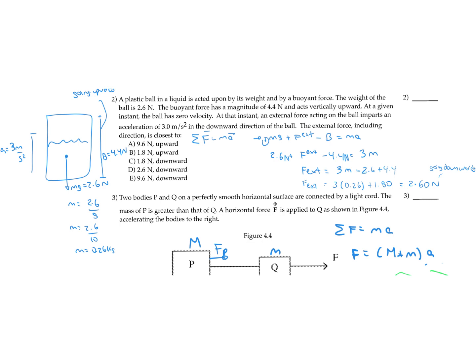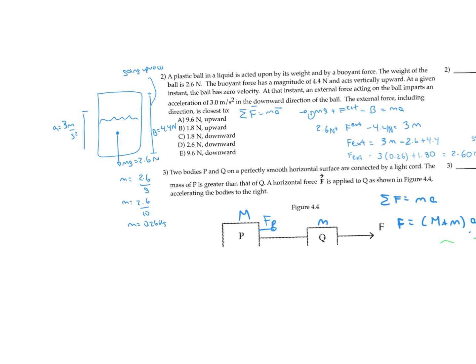In the next problem, we have a plastic ball in a liquid that is acted upon by its weight and by a buoyant force. We know that the weight is 2.6 newtons, and that the buoyant force has a magnitude of 4.4 newtons, which is acting vertically upward. It says at a certain point the ball has a zero velocity, and at that exact moment the external force acting on the ball has an acceleration of 3 meters per second squared in the downward direction. So the question is, find the external force and its direction.